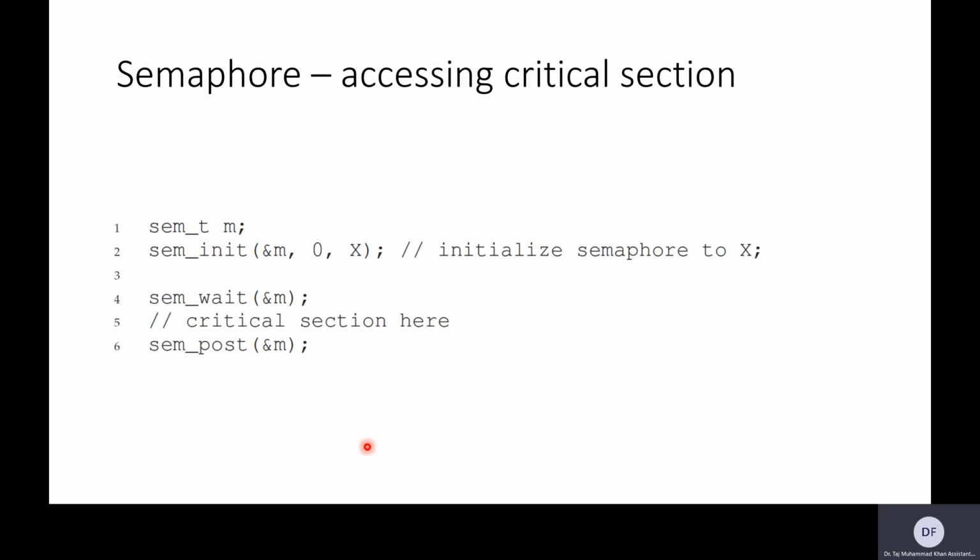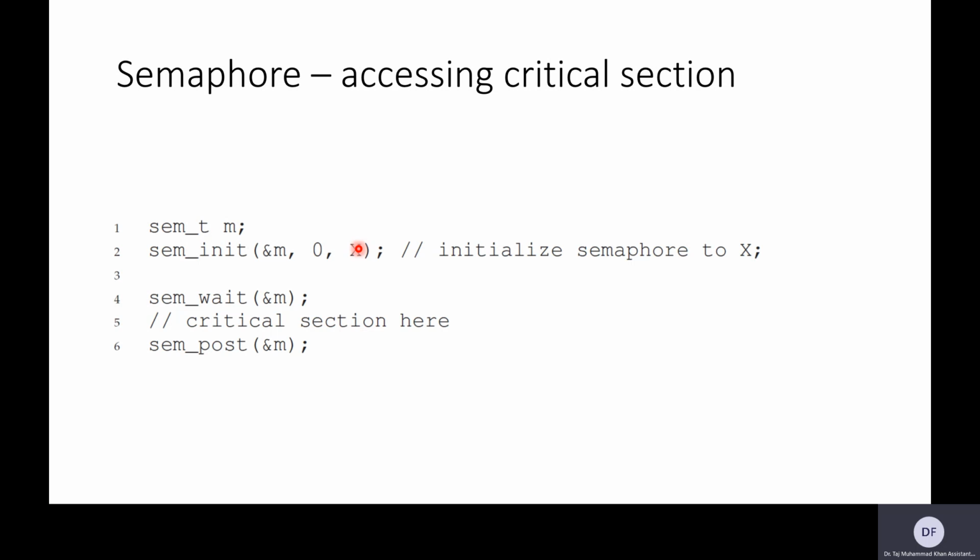So let us see how semaphores are used practically. Let's say you have declared a semaphore of type sem_t, a variable of this type, and we call it m. Initially, we initialize the semaphore to some value. We'll see what this value x is. But in the beginning we said that we can use a semaphore as a lock as well as a condition variable. So let's say we want to use a semaphore as a lock.